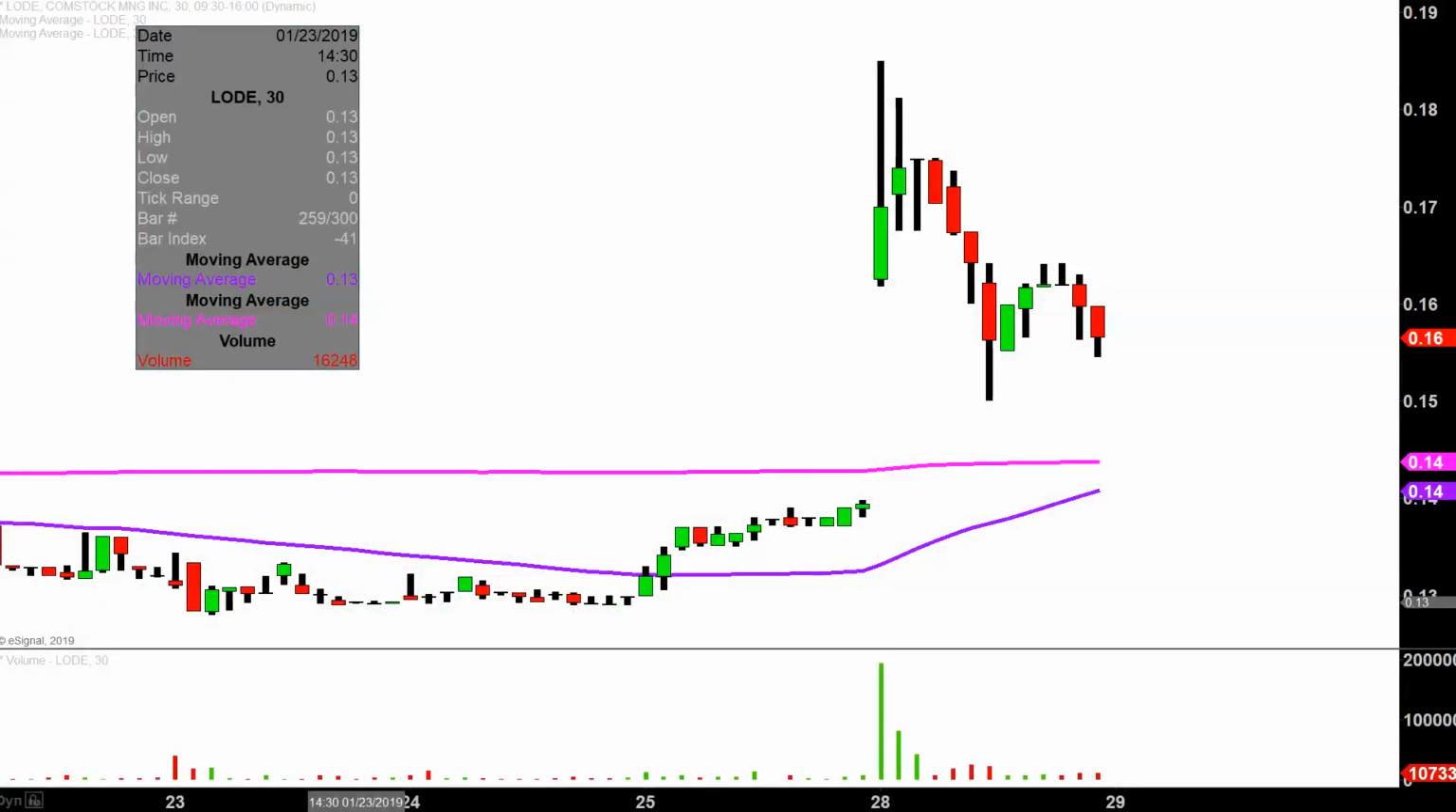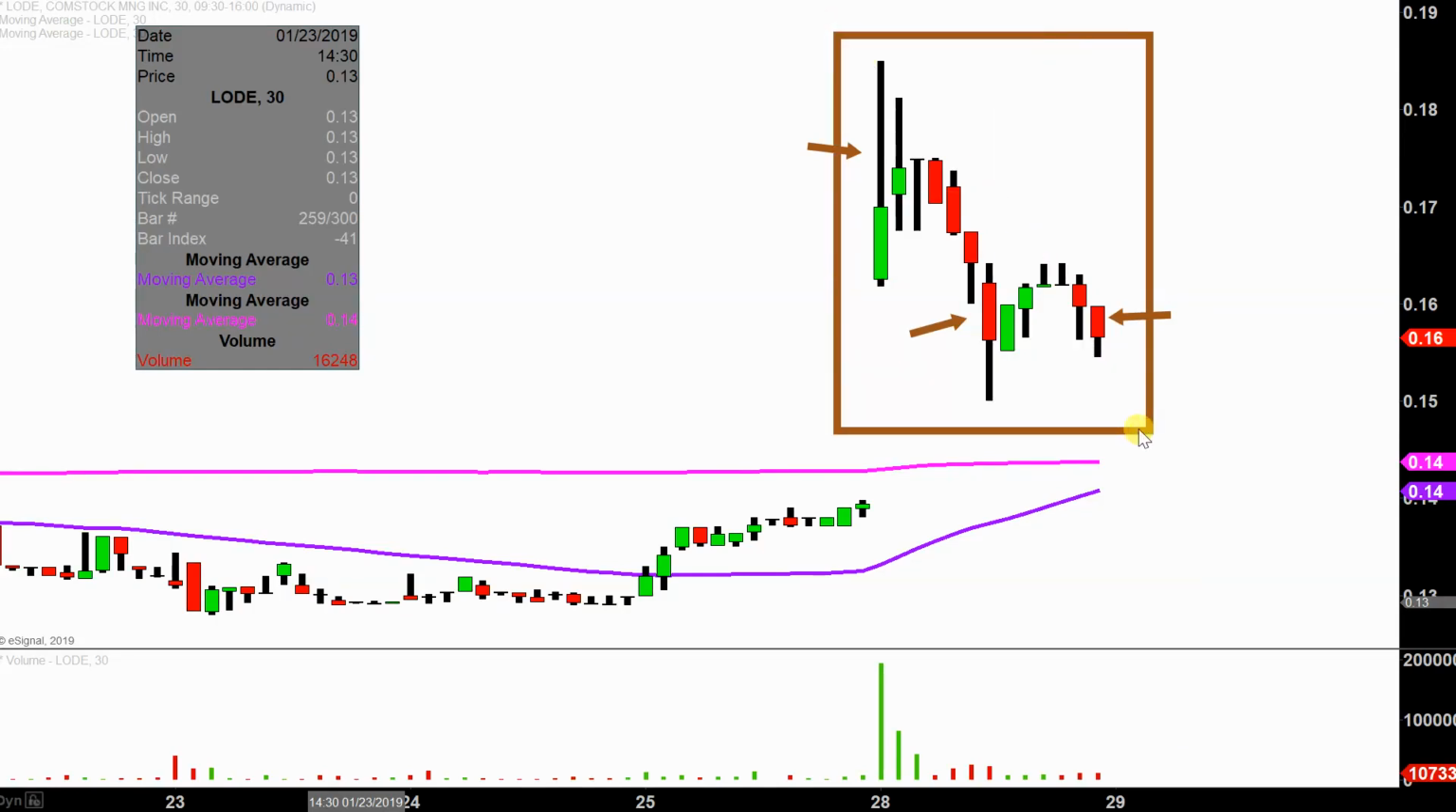Real quick, what do I mean by 30-minute in case maybe you're new to charts? Instead of each one of these candlesticks representing 1 day's worth of price action, which is what you would normally see, each one represents 30 minutes. So all this here may look like several days worth of time. It's actually today's price action broken down into 30-minute time slices.